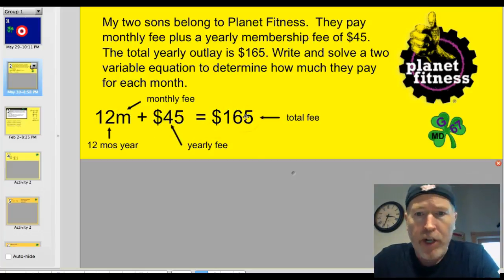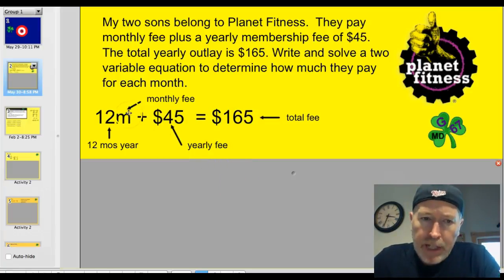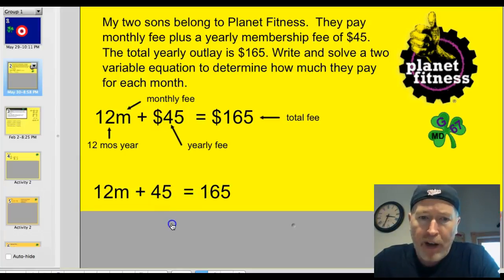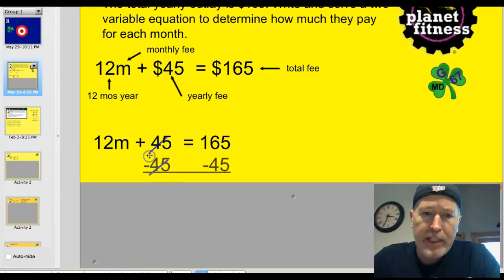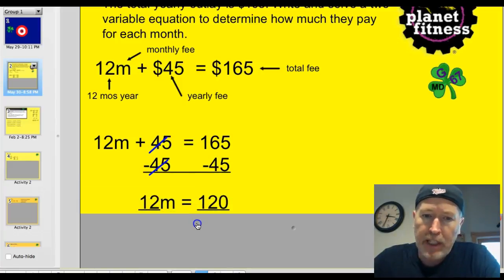So I've got my equation, I've got it all labeled here, so I know what everything stands for. What I want to do is get m by itself. I want to isolate it. In order to do that, first we have to get rid of this dangling 45. So we're going to subtract that 45 from both sides of that equation. And when we do that, we're going to start to have isolated that variable a little bit more. The plus 45 and the minus 45 cancel out. And what I'm left with is 12m on one side equals 120. 165 minus 45.